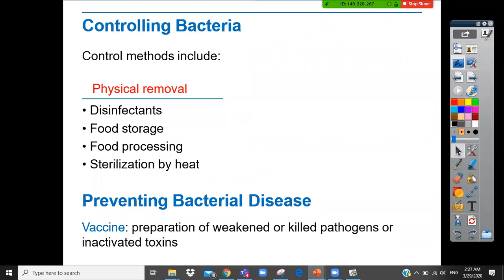To control bacteria around us, we have some methods like physical removal of the bacteria using disinfectants, food storage, food processing, and sterilization by heat. To prevent bacterial diseases, scientists developed vaccines. Vaccines are a preparation of weakened or killed pathogens or inactivated toxins that will release antibodies inside your body that will fight the disease or the bacteria.